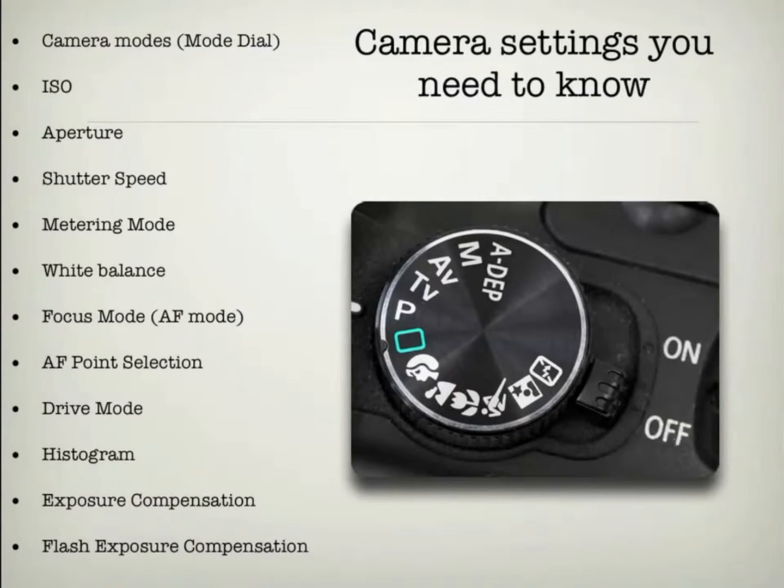Here are the settings necessary in order to have control of the camera's exposure. Camera modes, ISO, aperture, shutter speed, metering mode, white balance, focus mode, autofocus point selection, drive mode, histogram, exposure compensation, and flash exposure compensation.